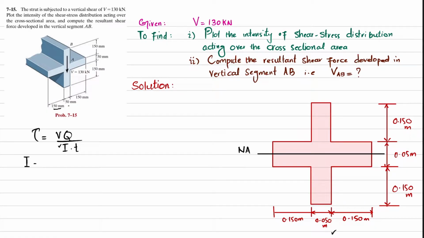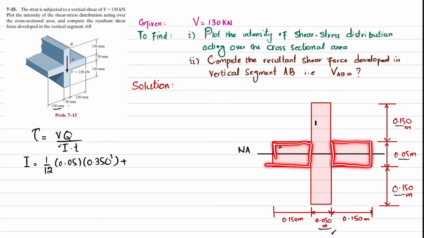We will take this as member 1 and this as member 2. I for a rectangular section is 1 over 12 b h cube. So b for this is 0.50, and total height is 0.150 plus 0.05 plus 0.150, which will give you 0.350, and we will take the cube. Plus we are left with this portion and this portion. So it will be equal to 2 times 1 over 12, this breadth and this height, whole cube.